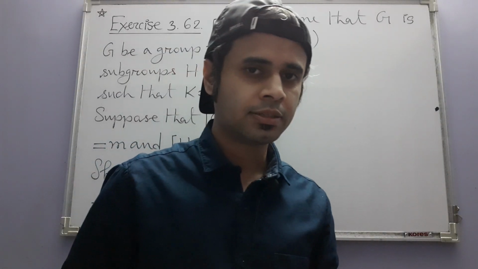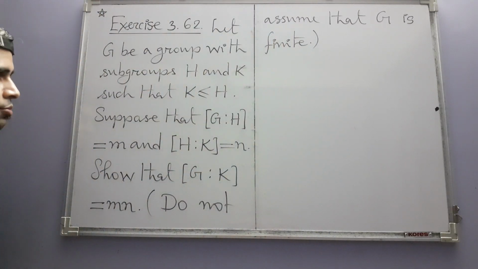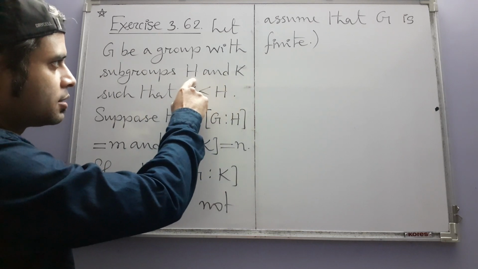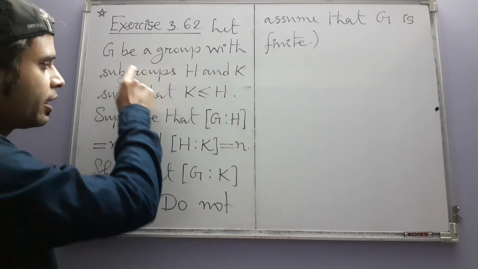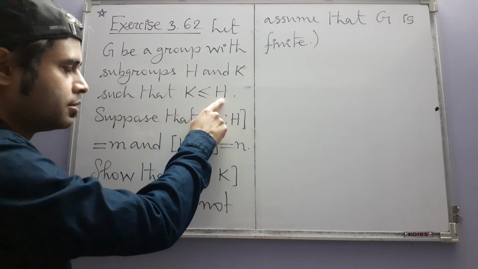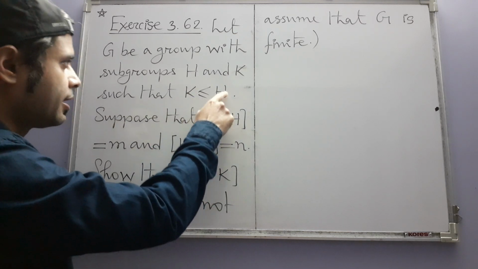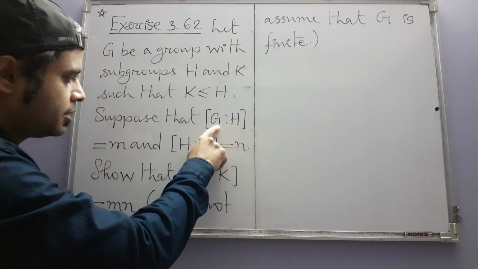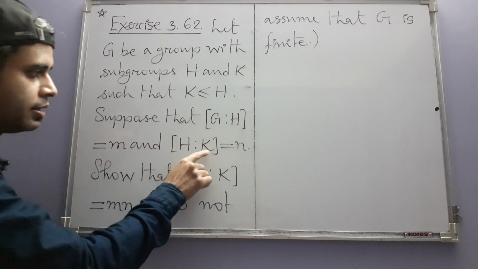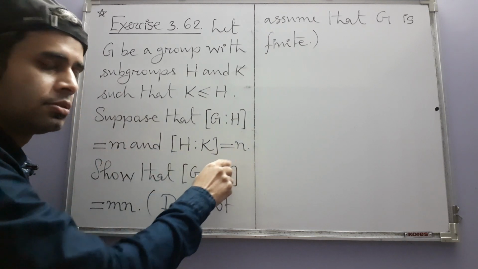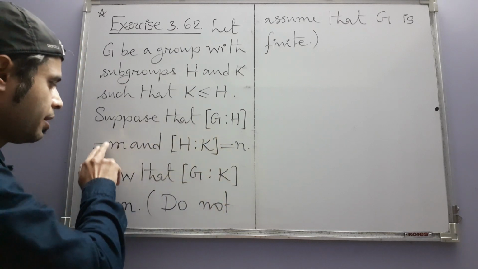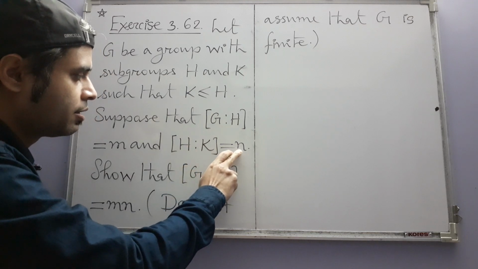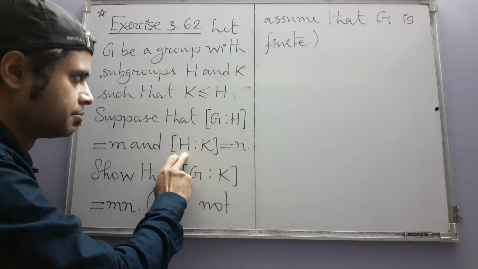Okay, so the next one is 62. Now here we have three groups G, H and K, and among these H and K are subgroups of G and K itself is a subgroup of H. That means K is a subgroup of H and H is a subgroup of G, such that the index of H in G is M and the index of K in H is N, which simply means that there are M distinct left cosets of H in G and N distinct left cosets of K in H.